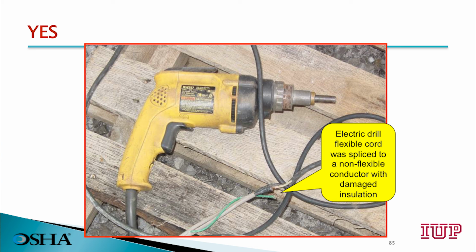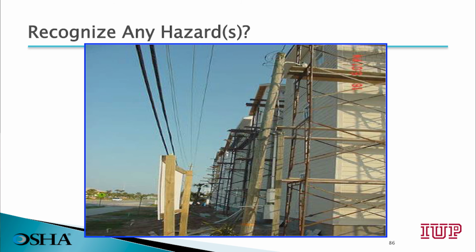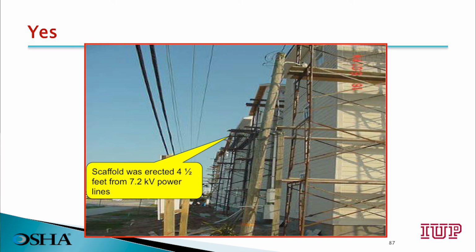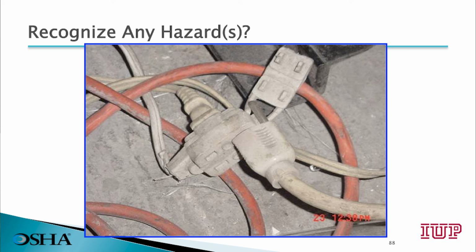The electric drill's cord was spliced to a non-flexible conductor with damaged insulation, creating an electrical hazard. Do you recognize any hazards on this job site? This scaffold was erected just 4.5 feet from a 7.2 kilovolt power line. Do you recognize any hazards at this job site?